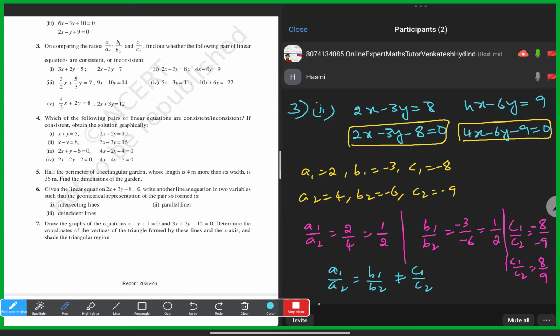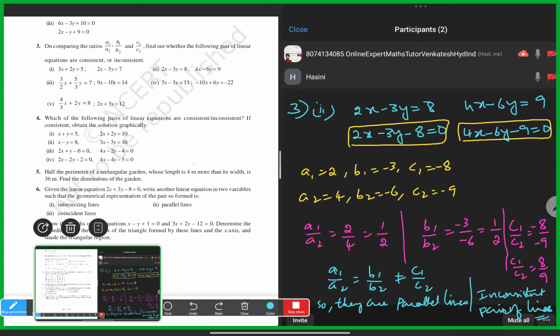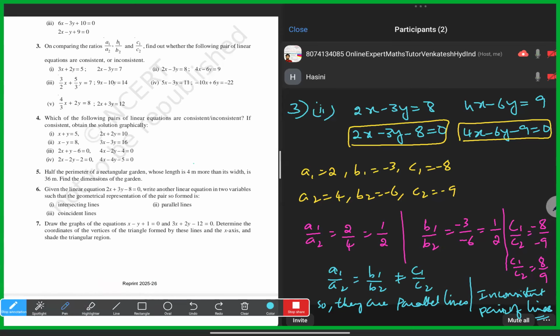So which pair of lines are these? Parallel, sir. So they are inconsistent. Parallel lines mean an inconsistent pair of lines, because they don't have any solution. Yes, just for confirmation, this is the answer. Yes, sir, they're inconsistent only.